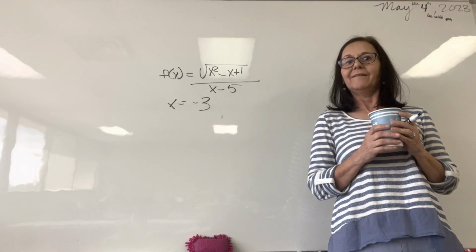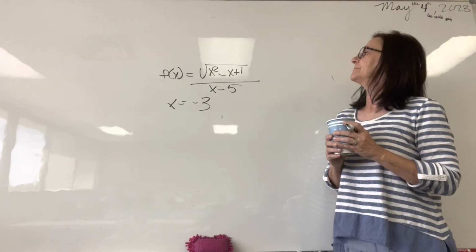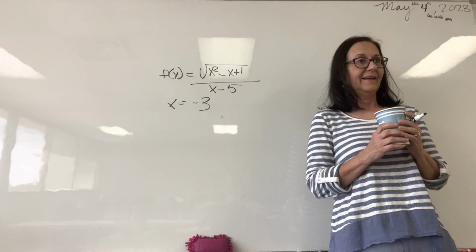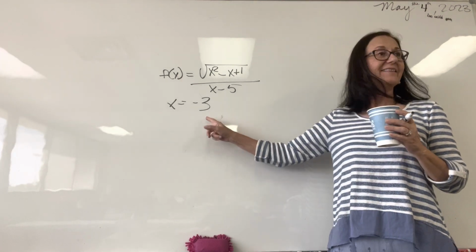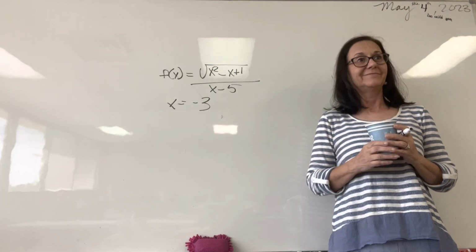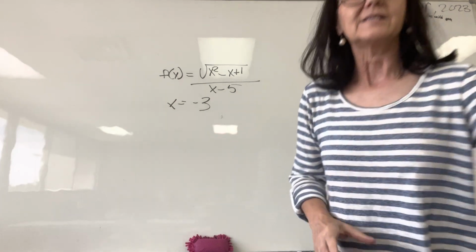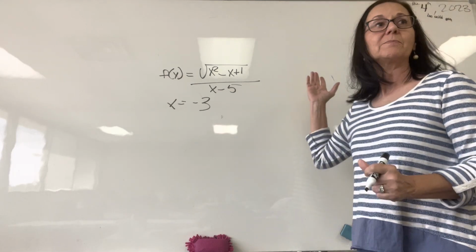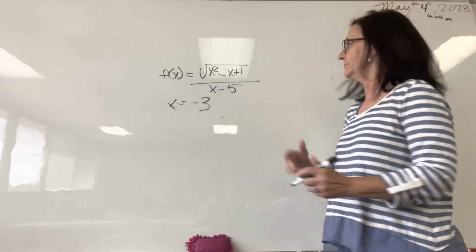Say that a little louder. Yes, why? Because there's no holes in the graph. It doesn't make the denominator equal to 0. Right? All right, so guys, we could just plug in -3.